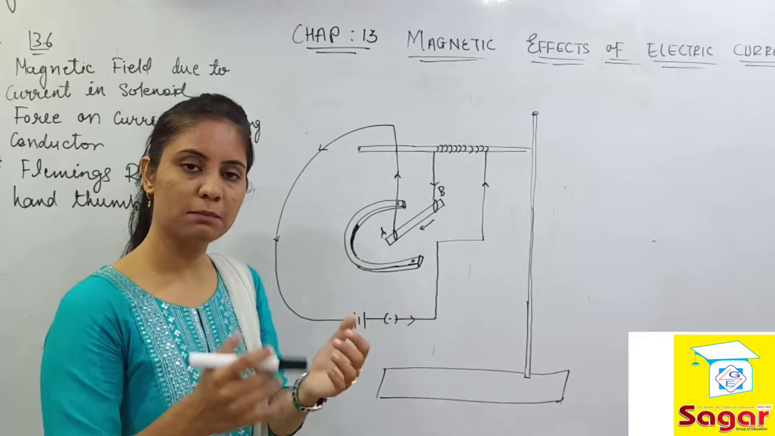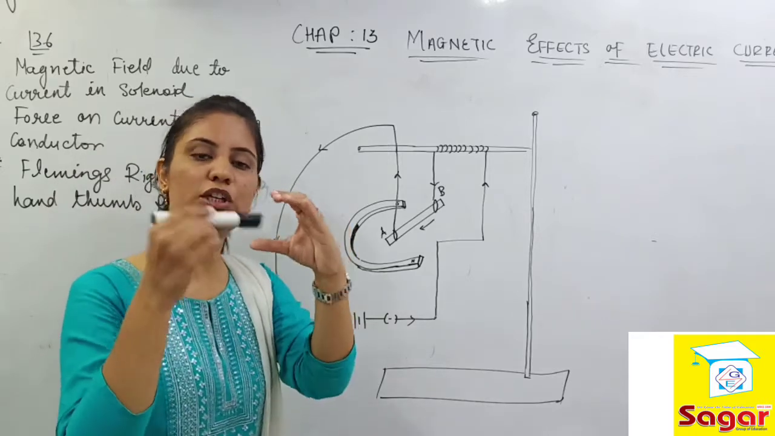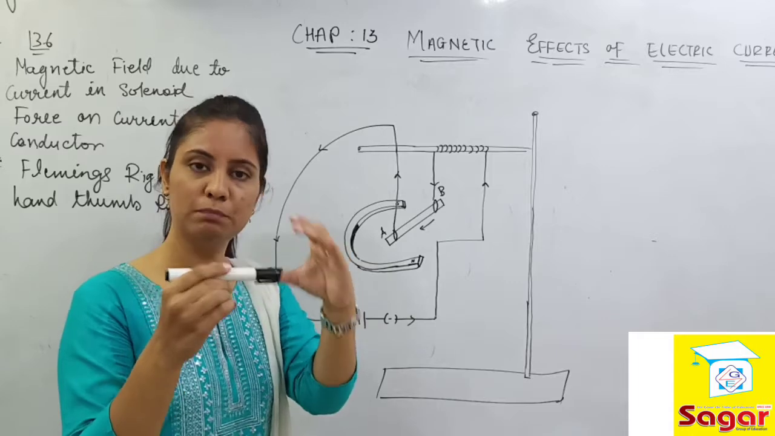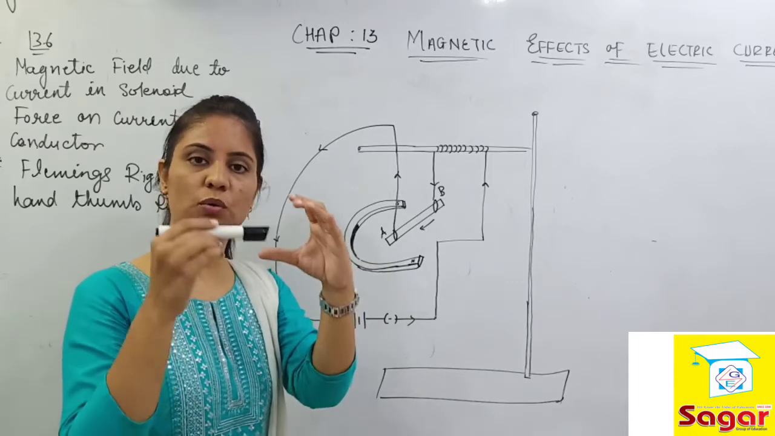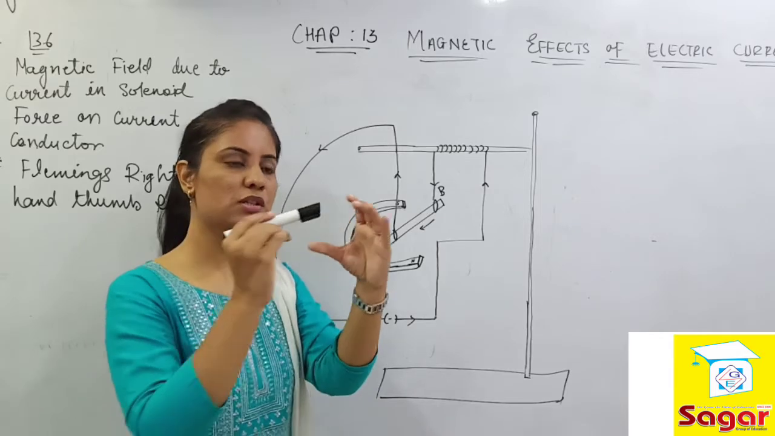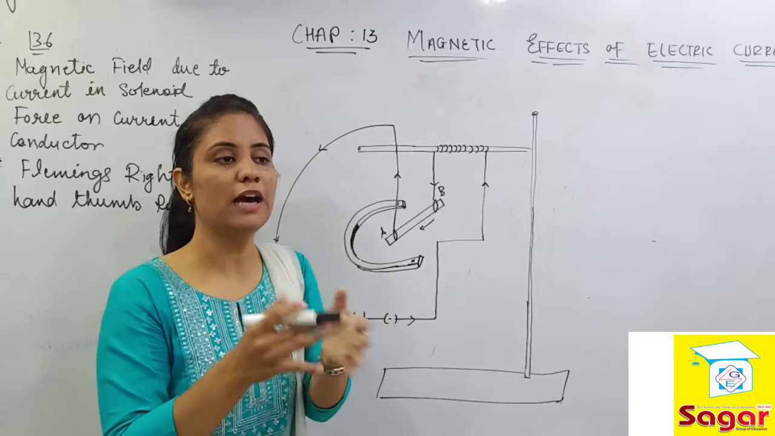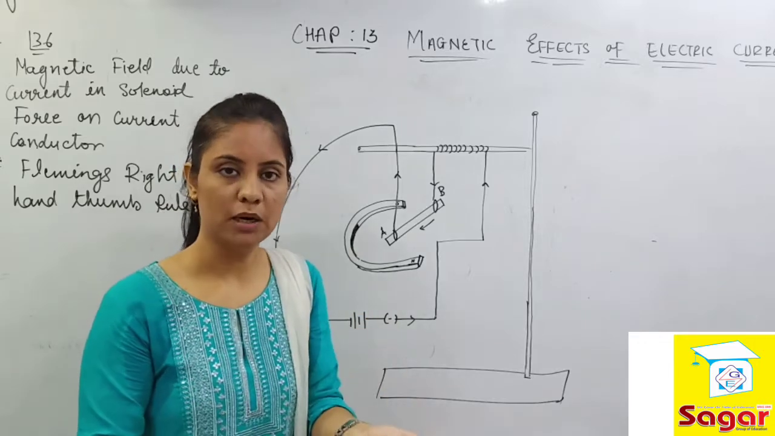The force is applied by this magnetic field, because we have placed the rod in between the U-shaped magnet. So this magnetic field is applying the force over the rod. So the rod is able to tilt its position, the rod is able to be displaced. This is the force which we have to discuss in detail.